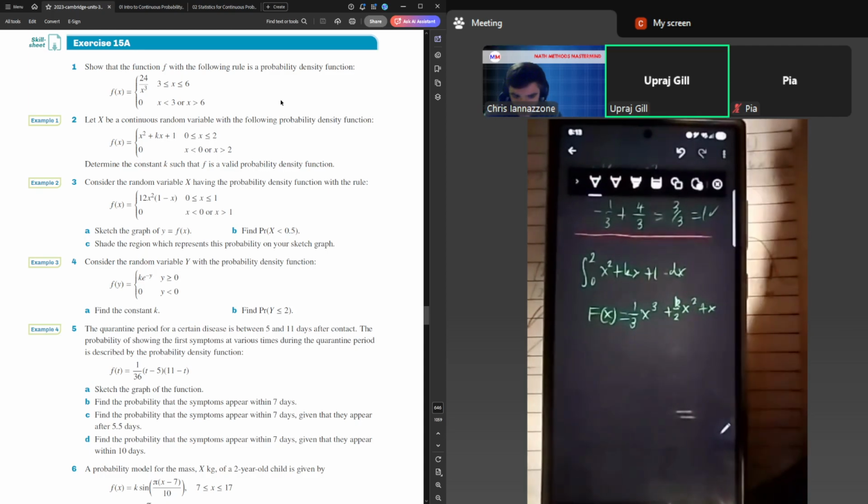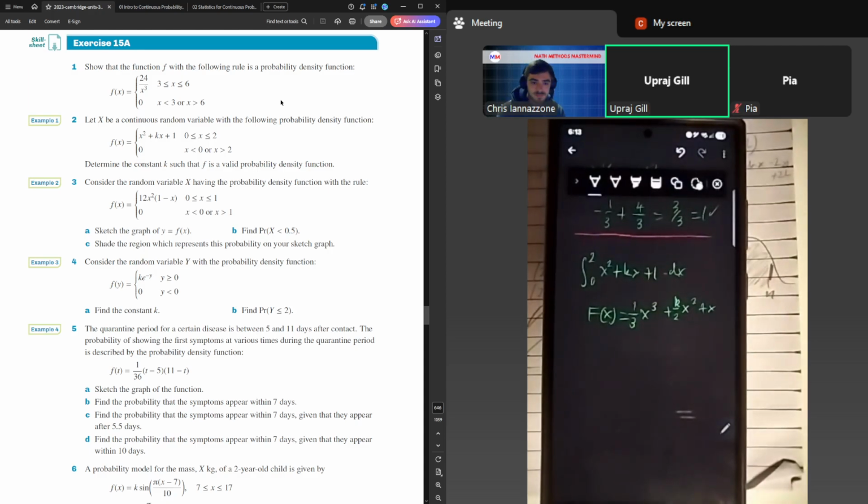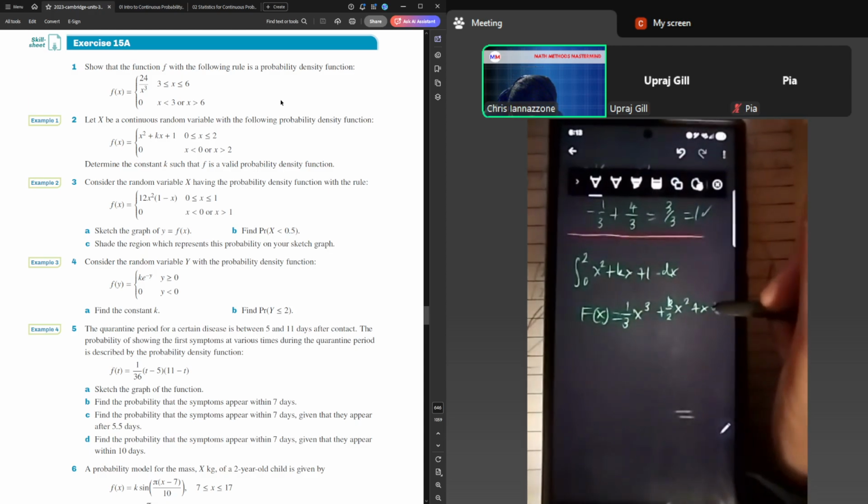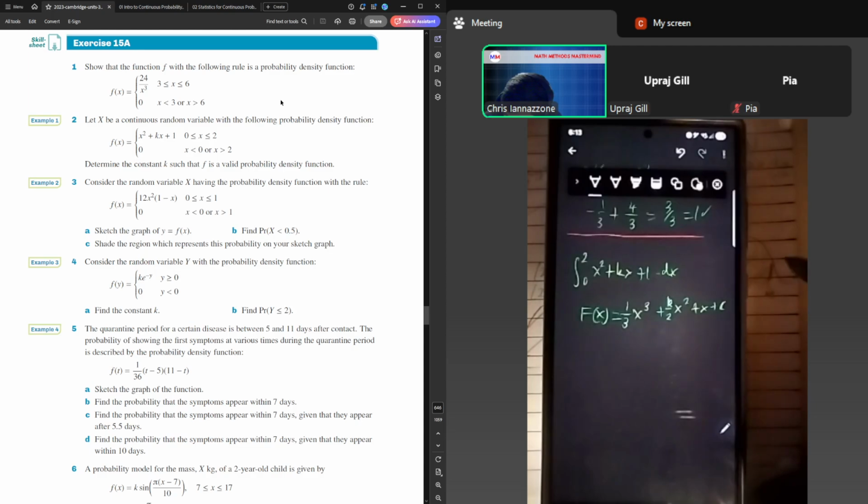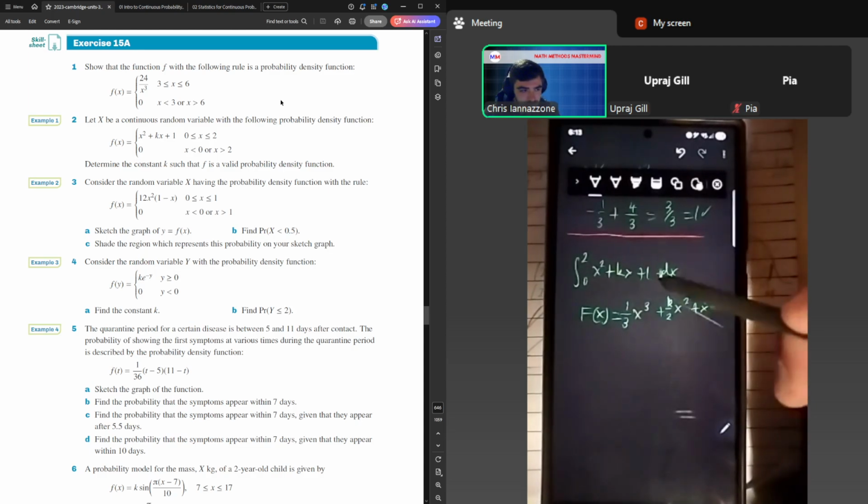Chris, when we're doing our solving, do we need to show the c, or not if it's a definite integral? No. If you want to be really safe, yeah, put a plus c in there. Doesn't really take much effort to do it. But for definite integral, they only really care.